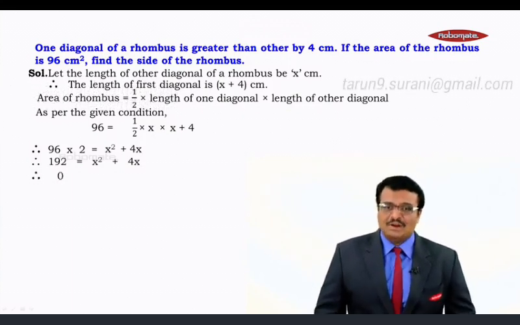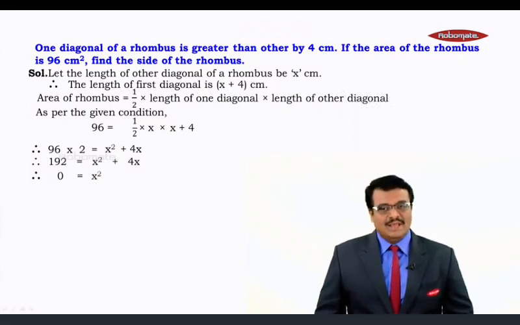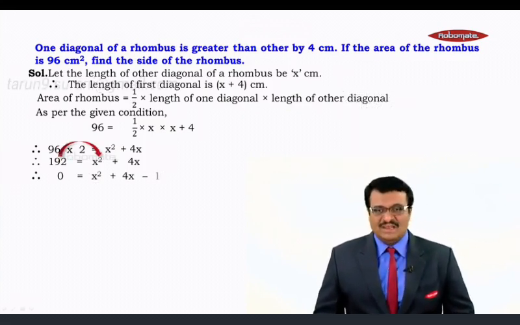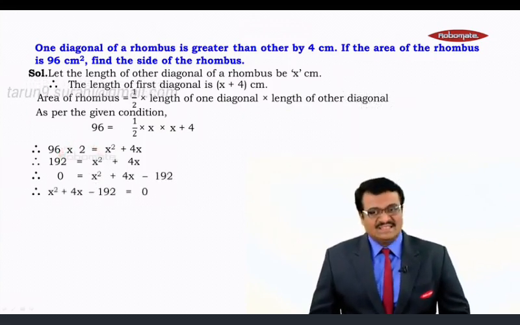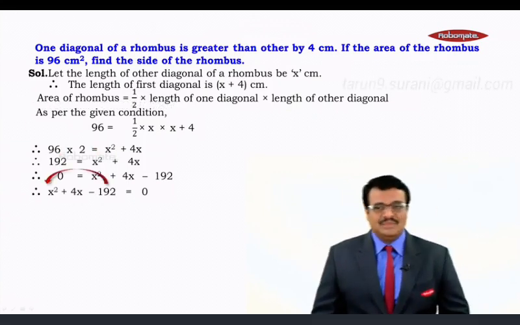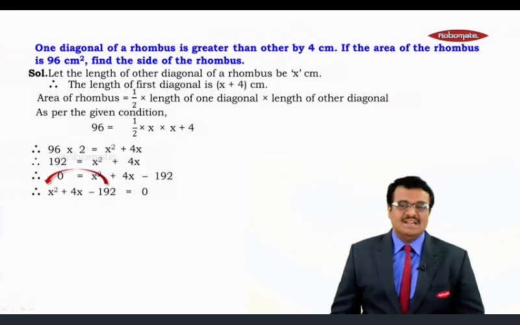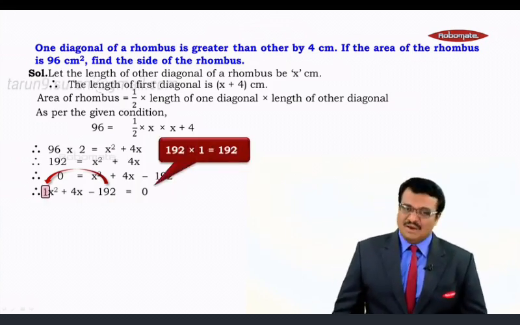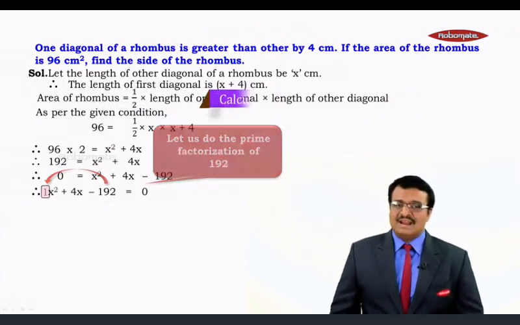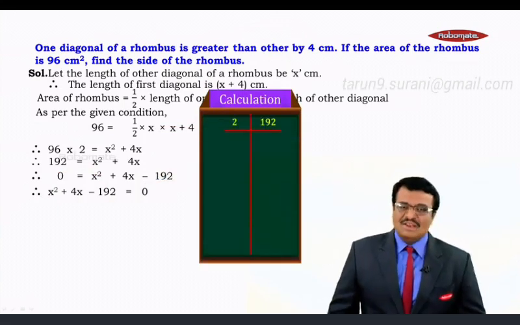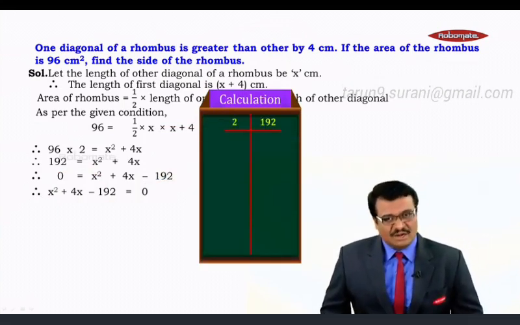Let us write it like a proper quadratic equation. 0 is equal to x square plus 4x minus 192, or we can write it as x square plus 4x minus 192 is equal to 0. Now, three terms are there. Let us think about splitting the middle term. 192 ones are 192. Let us do prime factorization of 192. 192 is an even number. We can start dividing it by 2.